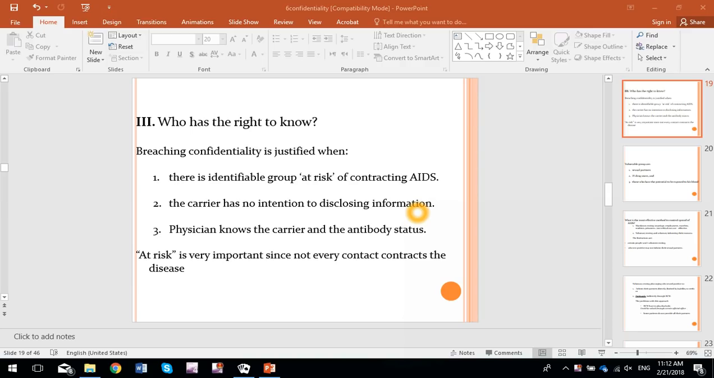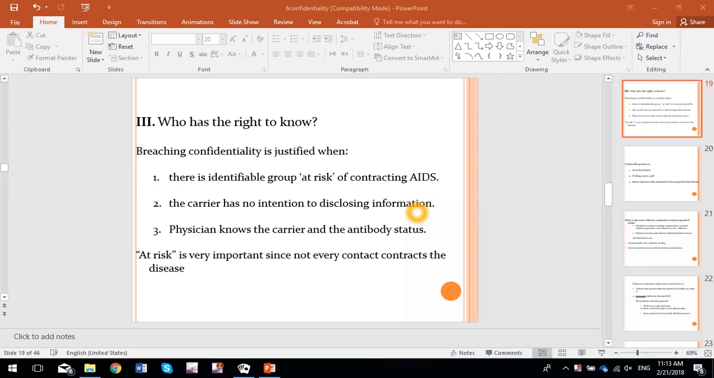Breaching confidentiality is justified when, first, there is an identifiable group at risk of contracting AIDS, like the sexual partners and the IV drug users; second, there's a carrier, which is an HIV positive patient who has no intention to disclose the information; and the third is there is a physician who knows the carrier status and the antibody status of that carrier.